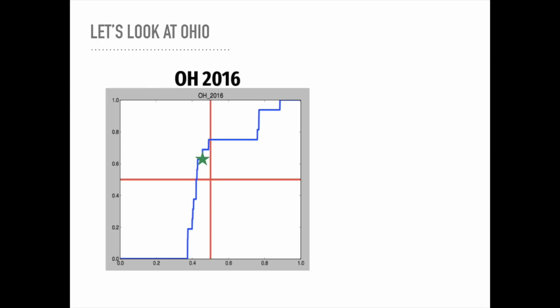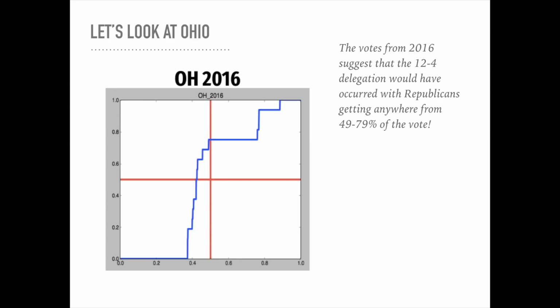So what's the conclusion of this? The conclusion is that that 12-4 delegation would have occurred. You see this giant plateau here, with Republicans getting anywhere from 49 to 79% of the vote. Is this wildly effective gerrymandering or an artifact of where people live? That's what the math model can do for you.